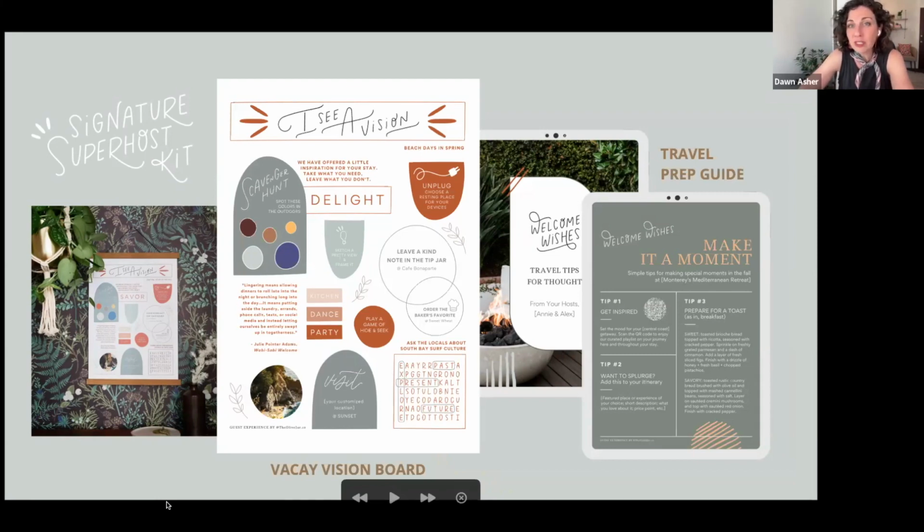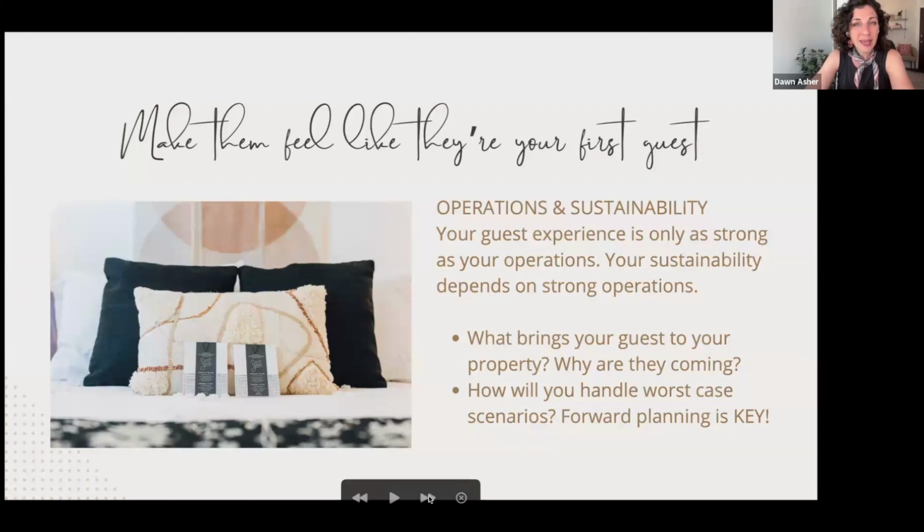If you're used to hosting, going back to my example earlier, if you're used to hosting bachelorettes, maybe it is a drink recipe that you're offering, a set of mocktails or something like that. So it's a way to just get your guests excited and prepared for their trip with fun and meaningful points of connection. So that's a little bit about the Signature Superhost Kit. You want to make every guest feel like they're the very first guest there.